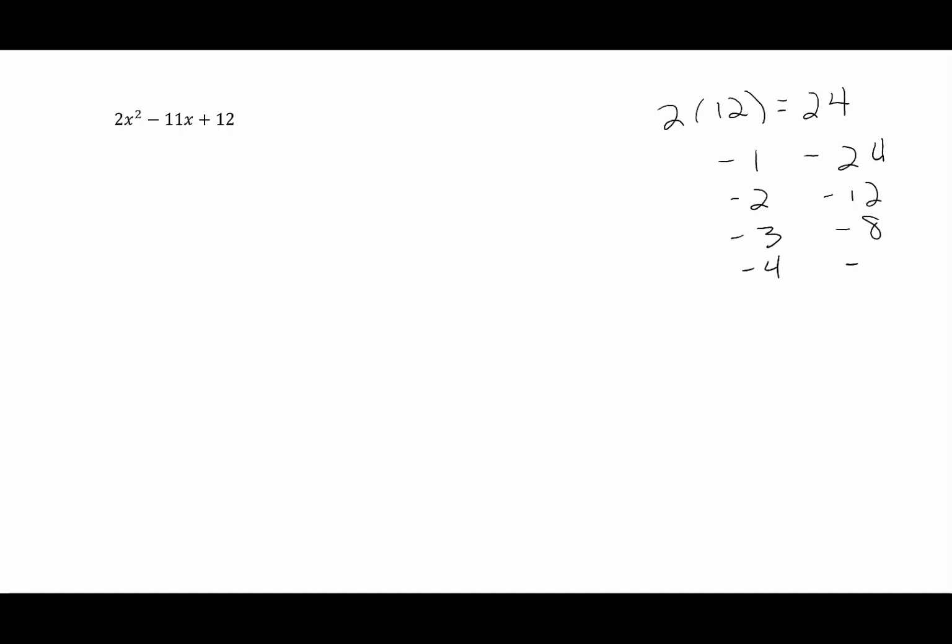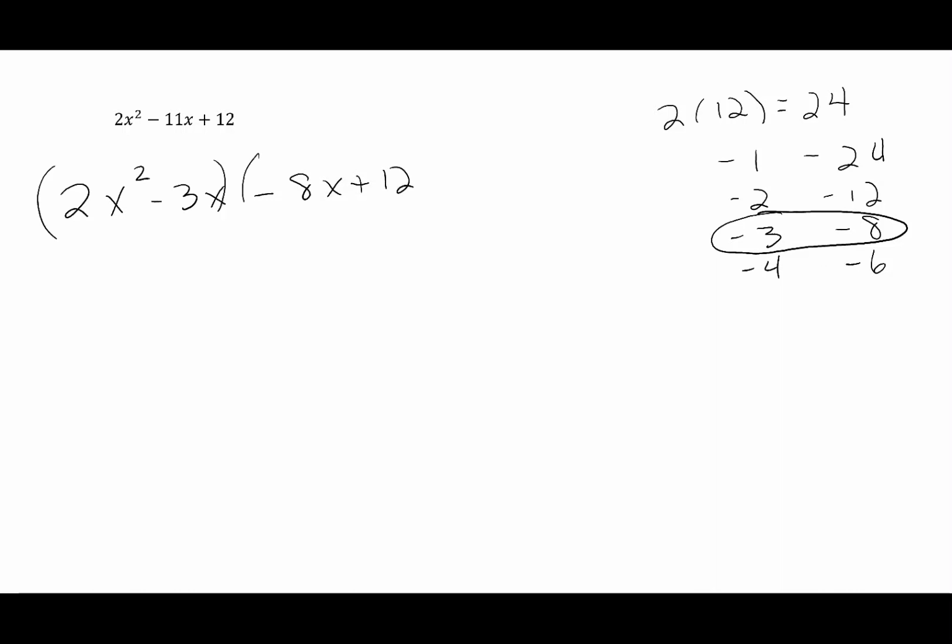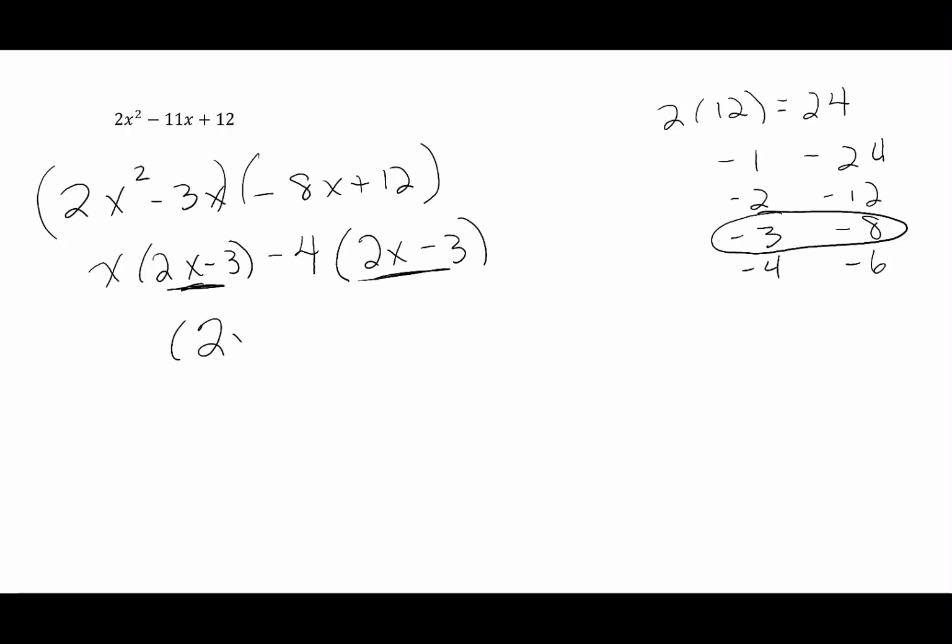I could have negative 4 and negative 6. I want the sum to be negative 11, which is negative 3 and negative 8. I'm going to write that as 2x squared minus 3x minus 8x plus 12. Group the first two, group the second two. 2x squared minus 3x, I take an x out, I have 2x minus 3. Negative 8x plus 12, I'm going to take out a minus 4, which gives me 2x minus 3. 2x minus 3 being in both terms, so I can take that out, which leaves me with x minus 4. As always, you can check your answer by multiplying it back out.